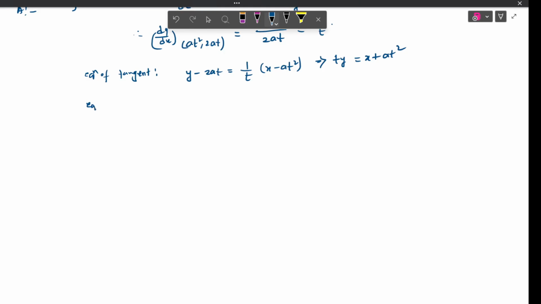Now what should be the equation of normal? The equation of normal is y minus y1, that is 2at, should be minus 1 by m, right? So minus 1 by 1 by t, that is minus t, into x minus x1, that is at square. So after simplifying, you will get y plus tx equals 2at plus at cube. Okay.